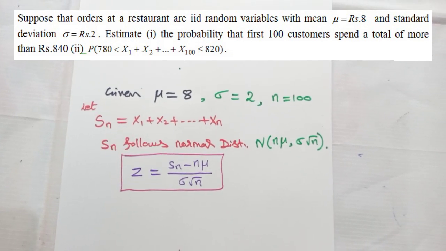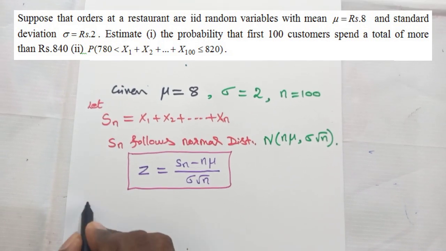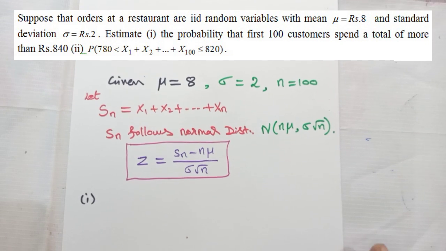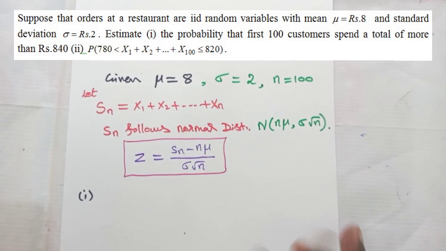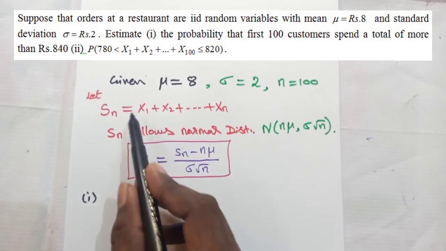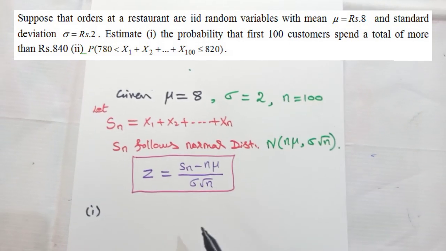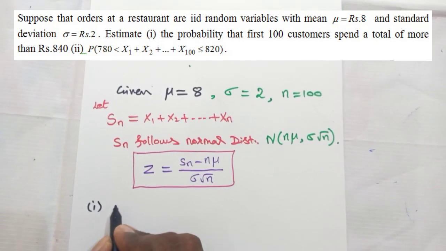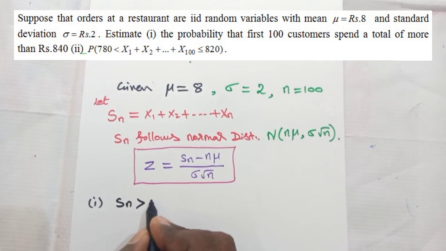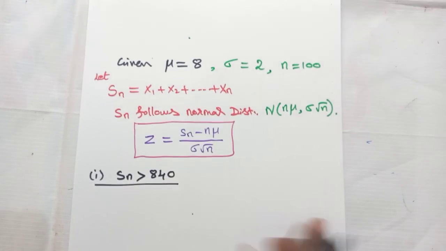Okay. So now, what is the first question here? The first question is to estimate the probability that the first 100 customers spend a total of more than 840. So the first 100 customers, this is Sn. Sn is the sum of n customers, n is equal to 100. So we have to find Sn greater than 840. This is the probability we have to find out.